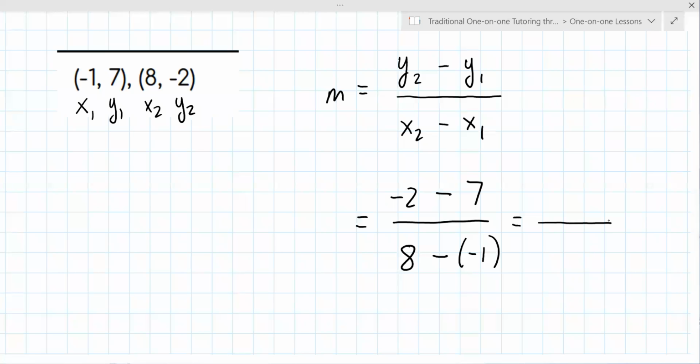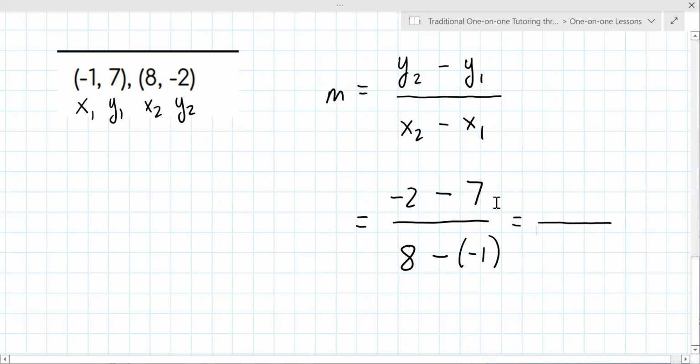Minus 2 minus 7. It's 5. Okay, try again. And you're welcome to use a calculator if that will help you. Well, this is too complicated. So you have to look at it just... it's -9. Good. Now on the bottom, what happens when you have two negatives?